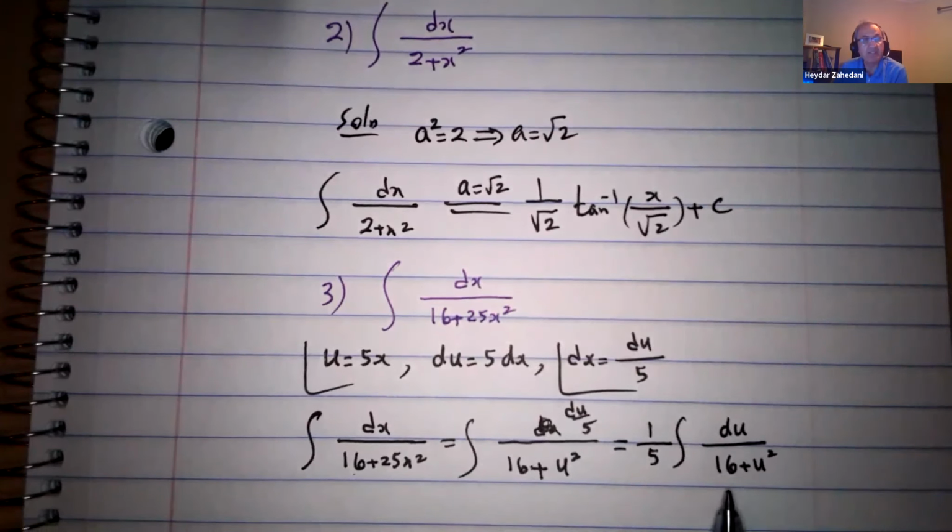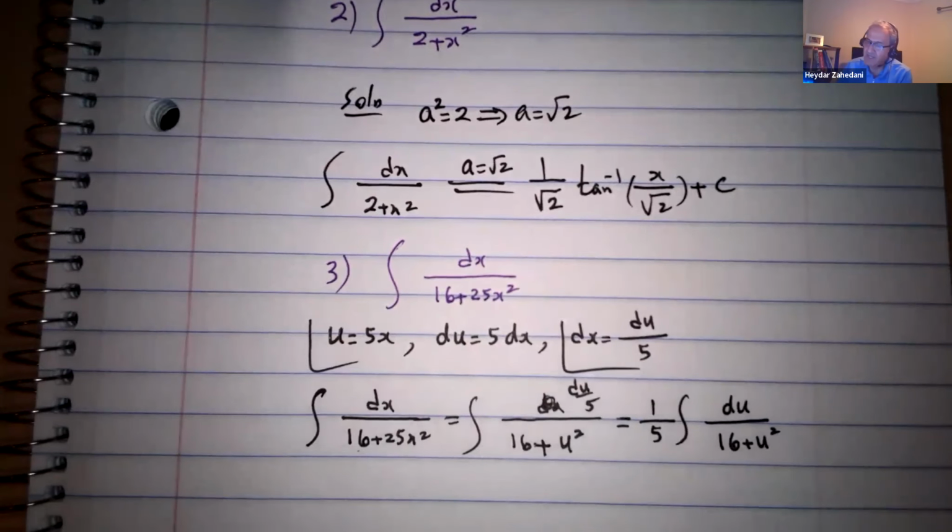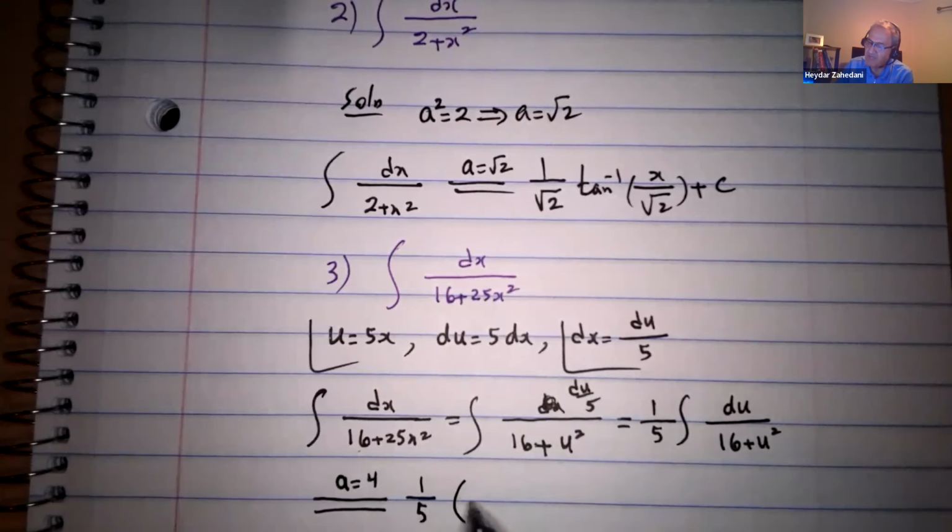A squared is 16, a is 4, and then you continue. So remind yourself that a is equal to 4. So this is going to be a fifth. Now the formula was 1 over a, 1 over 4, tan inverse of u over 4, plus c. You have to simplify it.